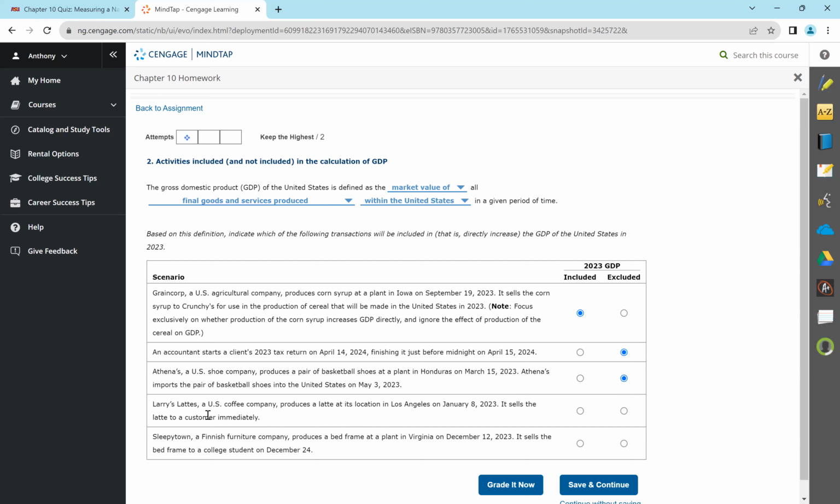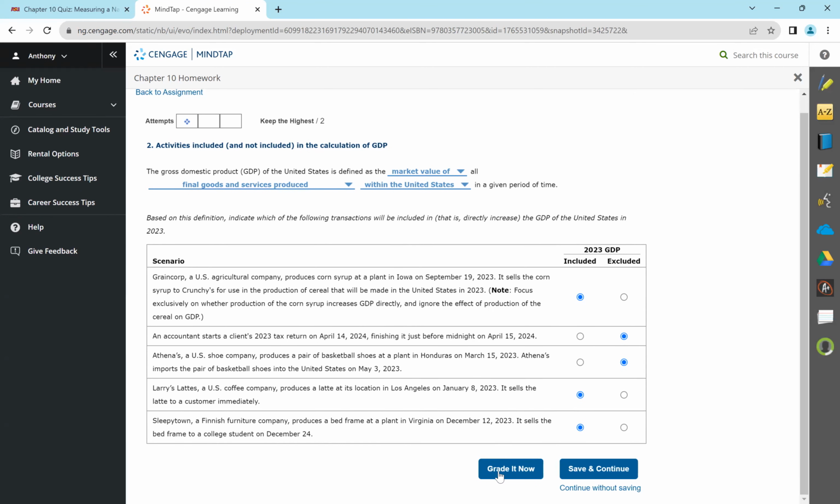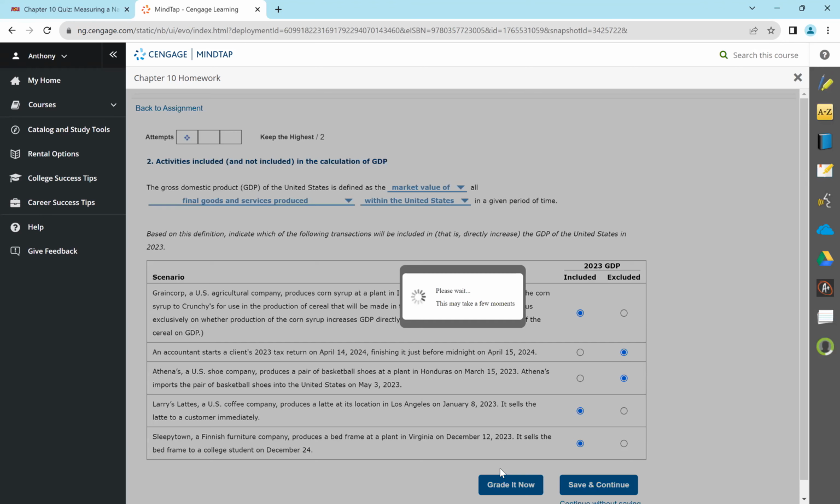All right. Larry's Latte is a U.S. coffee company, produces a latte at its location, sells the latte to a customer immediately. Yes, it's included. It's in the United States and it's in the current year. Sleepy Town produces a bed frame in the current year and sells the bed frame in the current year. That would be included. Is that okay? Yeah. All right, let's grade it now.